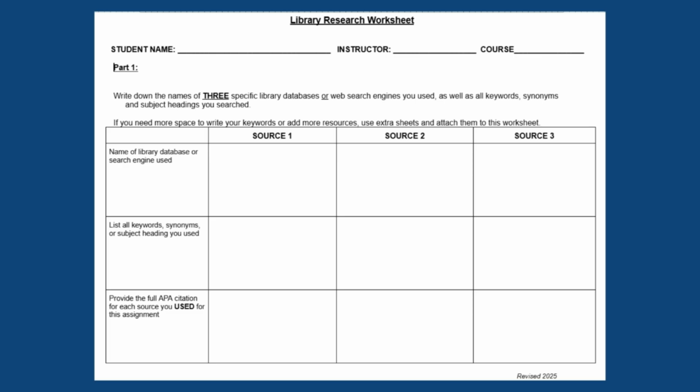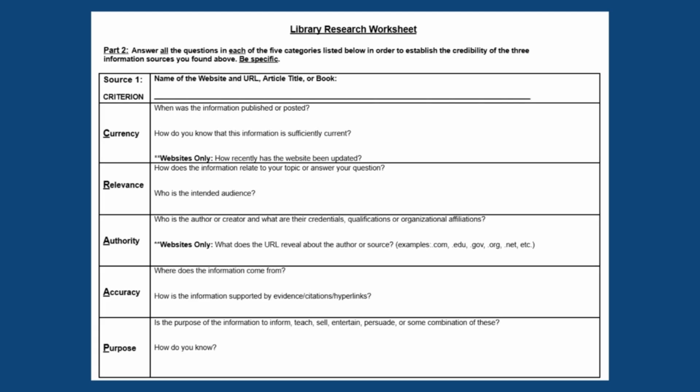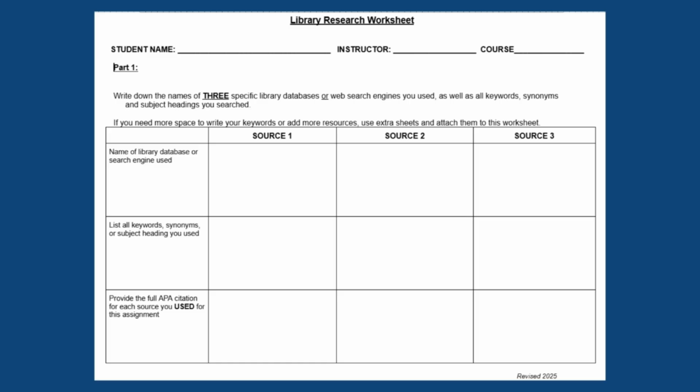Part 1 focuses on research identification, where you identify the databases or search engine, the keywords, synonyms, or subject headings, and the full APA citation for the sources you used for your assignment. In Part 2, you will use a source evaluation tool to determine the credibility of your sources for academic purposes. In this sample worksheet, my research topic is going to be legal issues with Bitcoin and cryptocurrency.